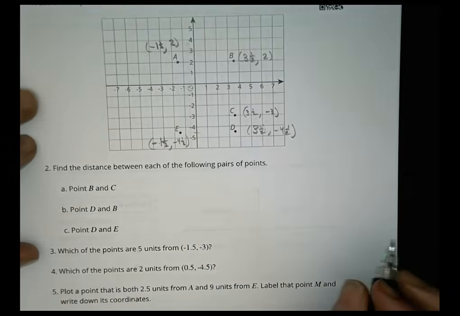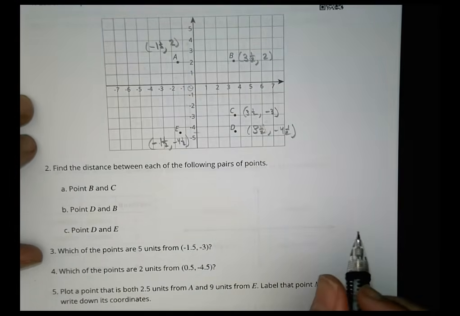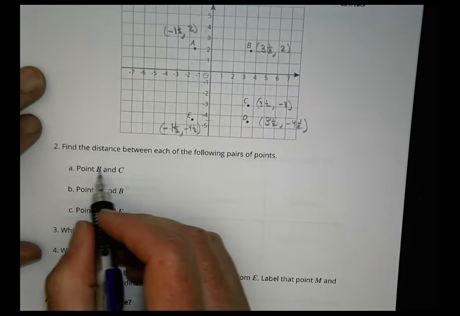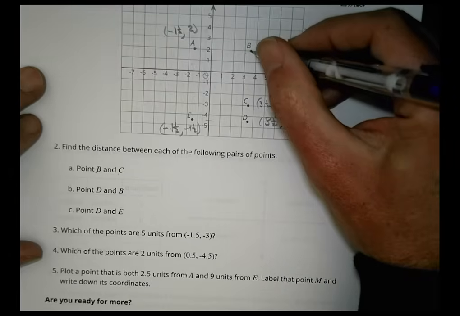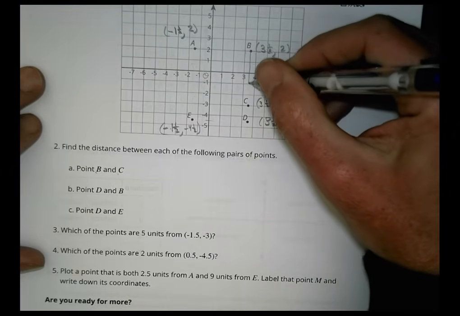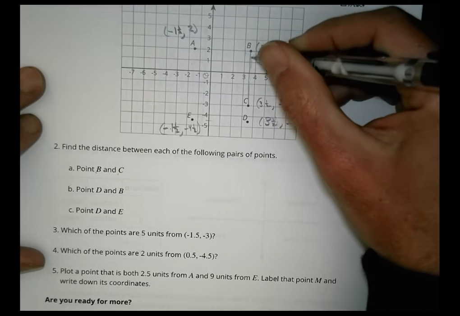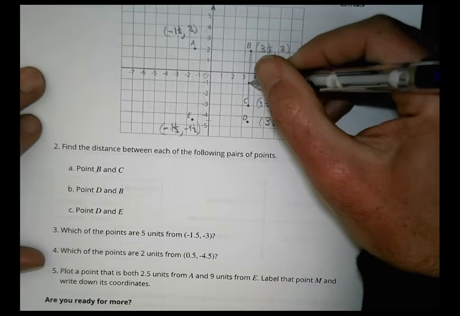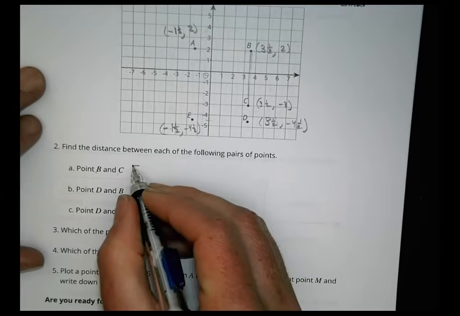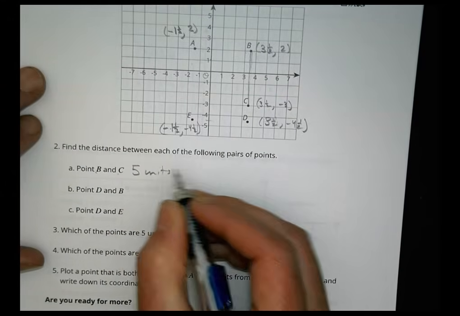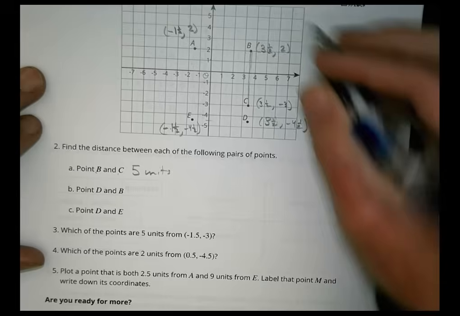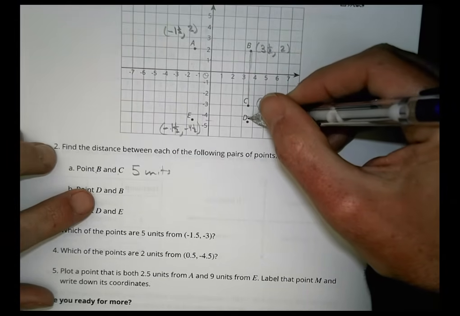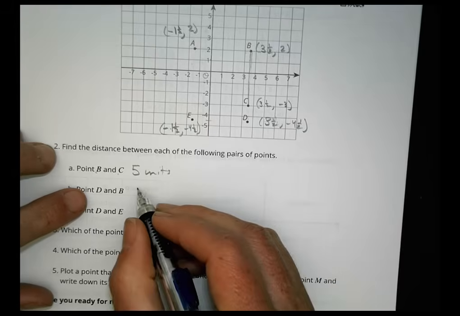Okay, so I have all those plotted. There they are. Next step, find the distance between each of the following pairs of points, B and C. So B is here and C is there, so we're looking at the distance between those right there. We see the scale is 1, so we're going to go 1, 2, 3, 4, 5 units between B and C. Between D and B, okay, we've already gone this way, we've gone 5. Now we'll go 6 and a little bit more, make 6.5 units.